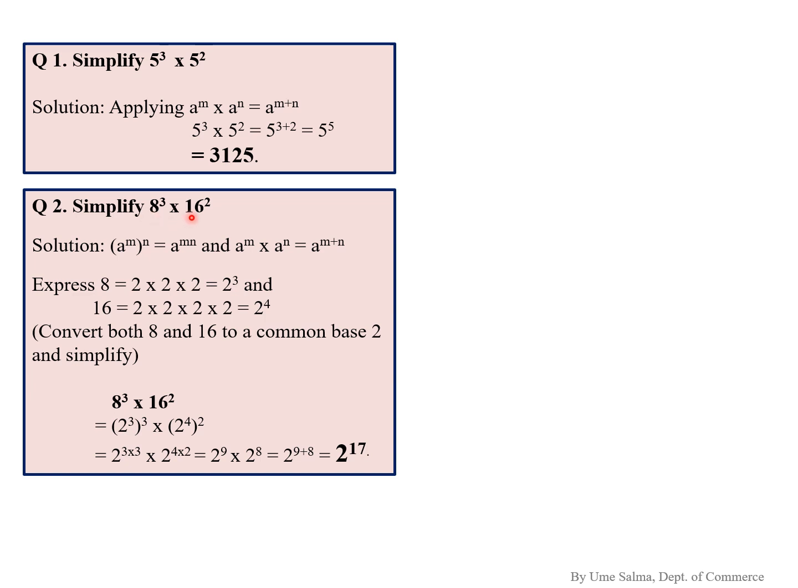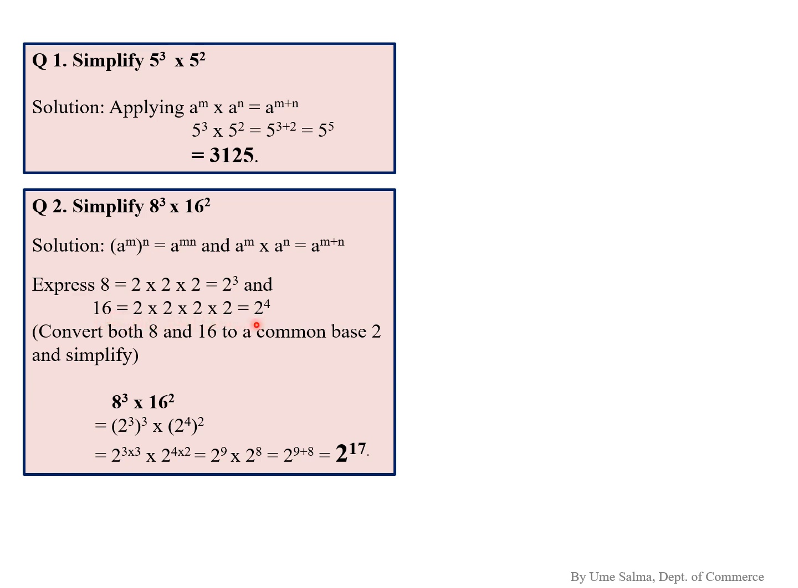So how will you solve this problem in the coming steps? You are going to take the laws, but before that you have to see this important point: you are going to express these two in a common base. So convert both the terms, 8 and 16, to a common base 2, and then only you can simplify. So 8 can be expressed as 2 multiplied 3 times, which is 2 to the power 3, and 16 as 2 multiplied 4 times, that is 2 to the power 4.